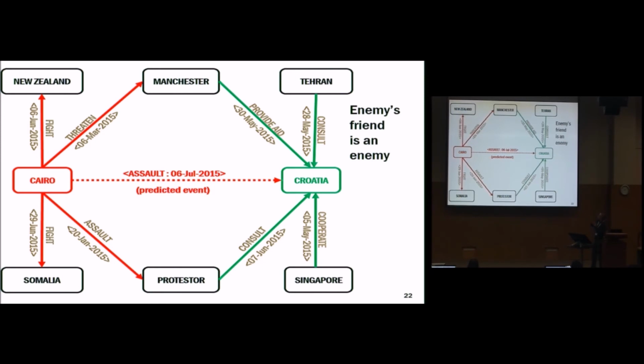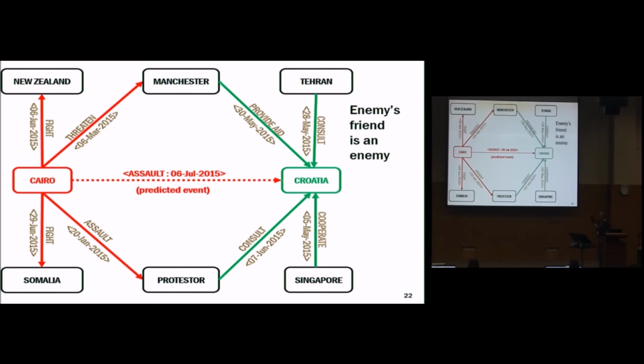So the top one is in 2015, earlier this year, March the 6th, when some people from Cairo threatened some people from Manchester. And then later on, these people from Manchester also provided help to people from Croatia. Okay, there's a positive path and a negative path over there. Negative link, okay, it's like enemies, friends.